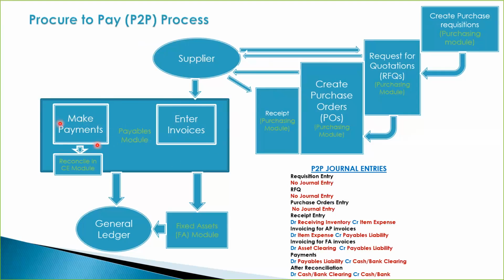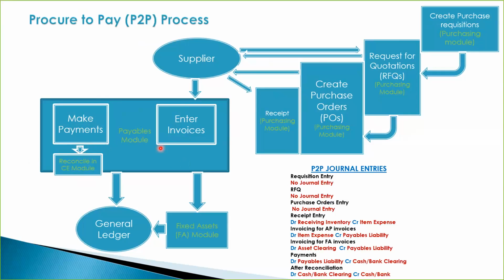Now, assuming the payments have been made for the invoice, there is a module called the cash management module. That module deals mostly with reconciliation. We'll be able to reconcile the payments that were done on our bank accounts. The actual bank accounts that we have at the bank are connected to the module, and we'll be able to do the reconciliations for all the payments that we make.